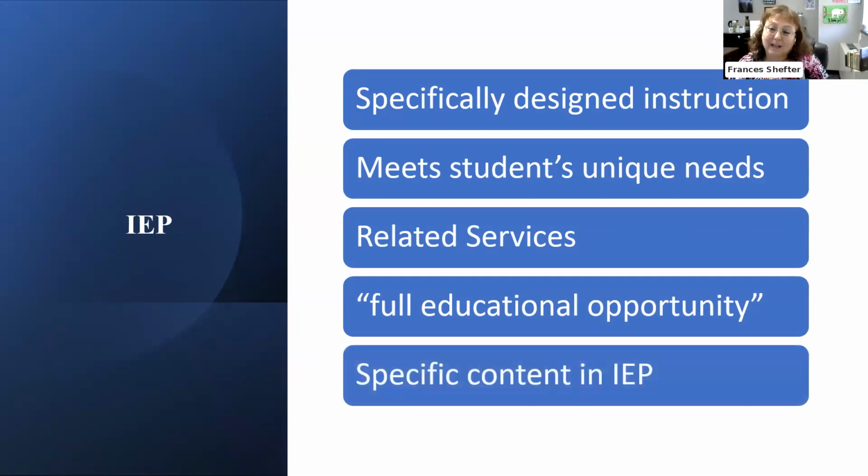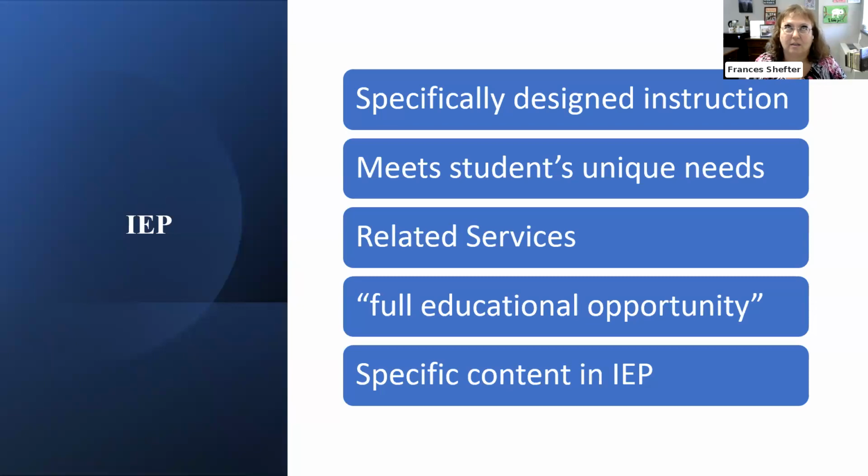There are also specific contents in the IEP. There are 8 parts: the present levels, measurable goals, how progress is going to be measured and when it's going to be reported, special education and related services, supplementary aids and services, participating with non-disabled peers, the timing of services, when it's going to start and when it's going to end, and accommodations and transitions.